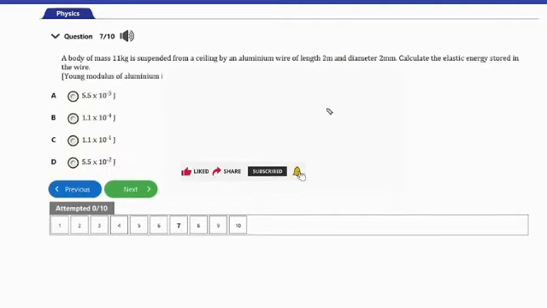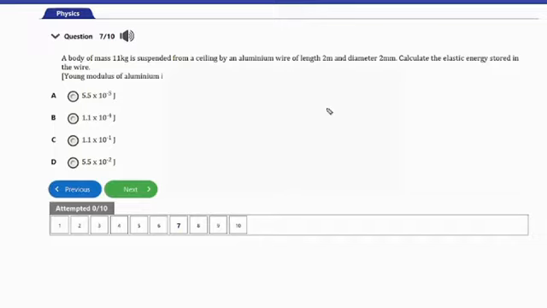So guys, here, question number 7 says, a body of mass 11 kg is suspended from a ceiling by an aluminum wire of 2 meters and diameter 2 mm. Calculate the elastic energy stored in the wire. So the Young modulus of aluminium is 7.0 times 10 to the power of 10 Newton per meter squared, and then g is given as 10 meter per second squared, and then pi is given as 3.14.